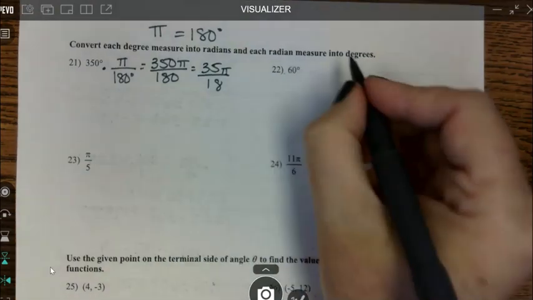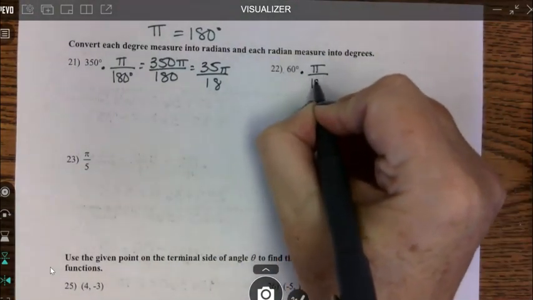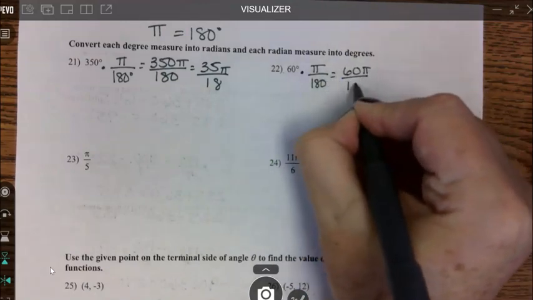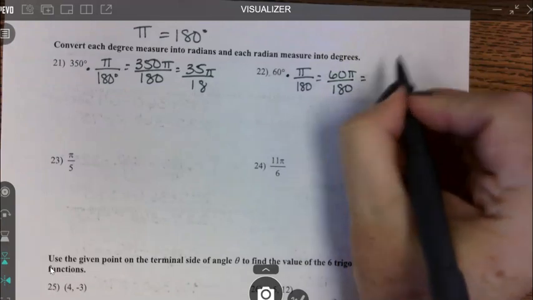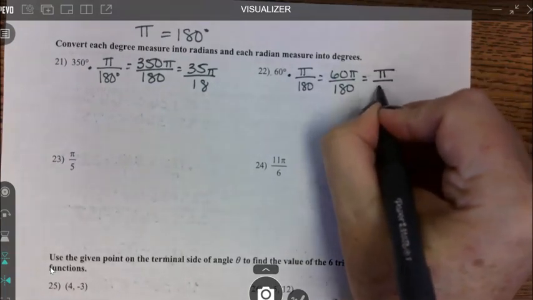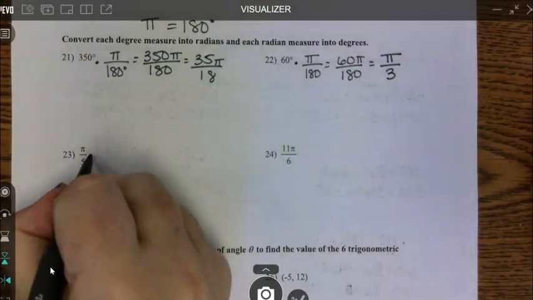Okay, so here we're going to do the same thing, pi over 180, so we're going to get 60 pi over 180, and that's going to be pi over 3. That was fun.